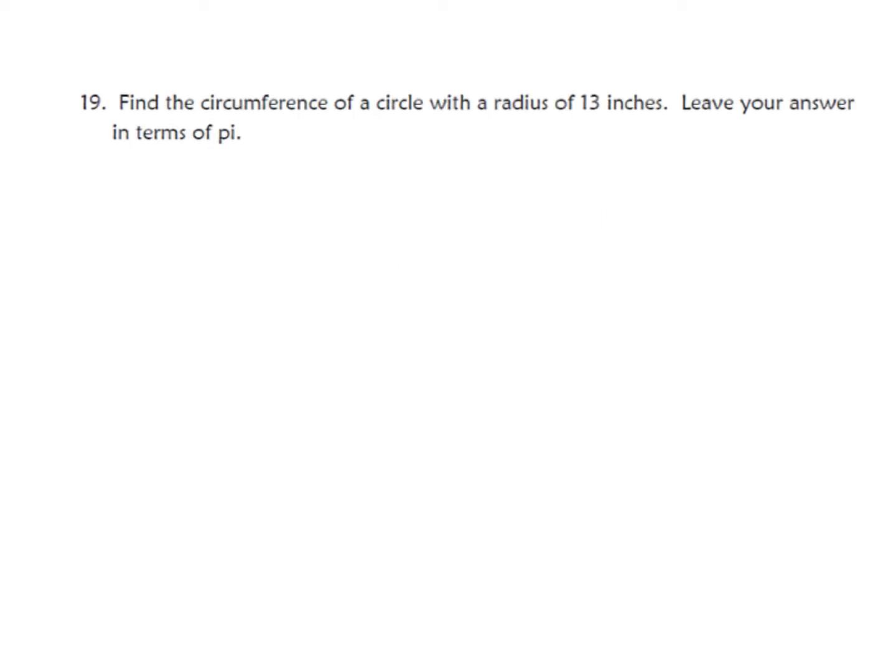Next one says, find the circumference of a circle with a radius of 13 inches. Leave your answer in terms of pi. All right, so circumference, you can use 2 pi r here since I have a radius. So I have 2 times pi times 13, or 13 times 2 is 26 pi, and this would be in inches. And that is leaving your answer in terms of pi.